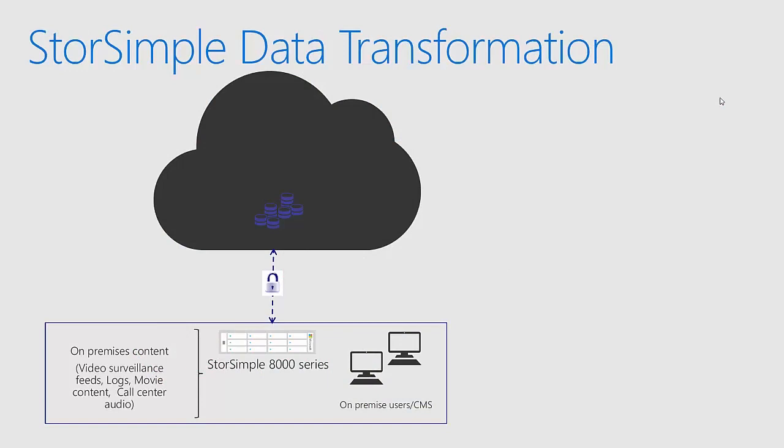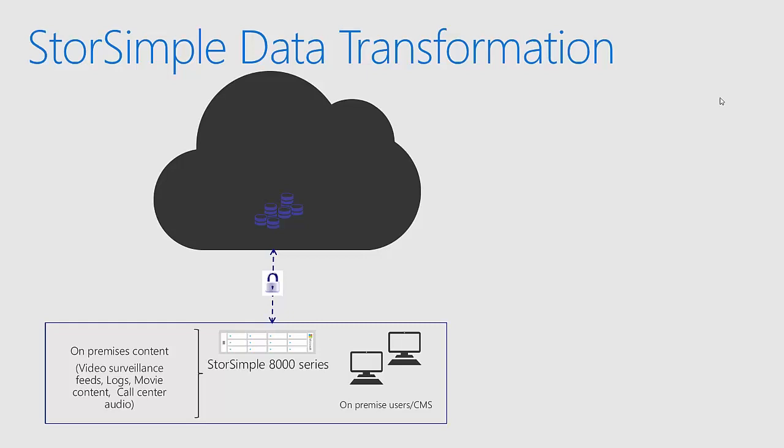The StorSimple 8000 series are physical devices that sit on premises and act as storage for all your on-premises data. This on-premises content could be anything. It could be files, departmental file share documents, video surveillance feeds, logs, movie content, or call center audio, and many of our customers have very diverse workloads. So this StorSimple 8000 series device is tiering the cold data up into Azure and also using Azure as a backup target for all your backup snapshots, pushing all that data into the cloud. This is all StorSimple used to be until recently.